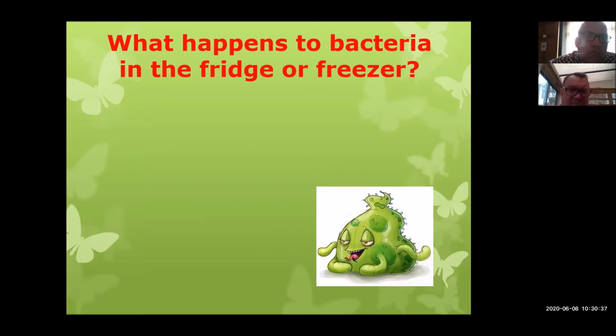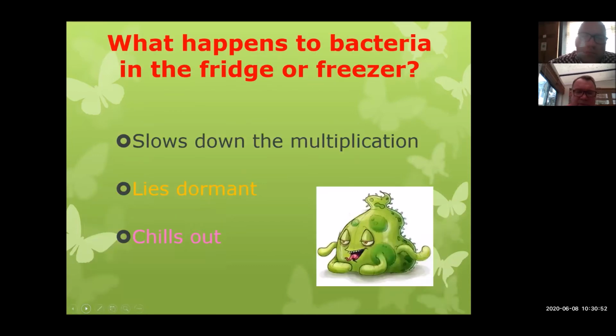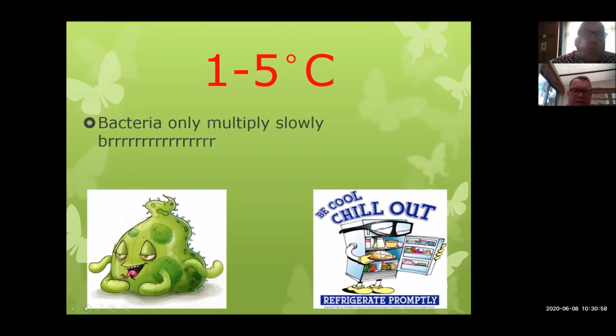What you must remember is that bacteria don't multiply in the freezer, and they don't die in the freezer either. It goes down, goes dormant, and chills out. There are some bacteria that can multiply in the fridge between 1 to 5 degrees, but very, very slowly. All right?